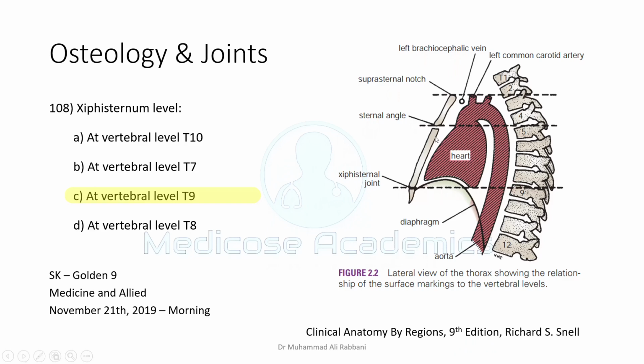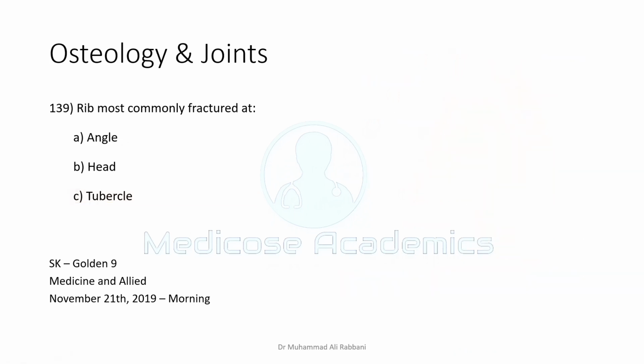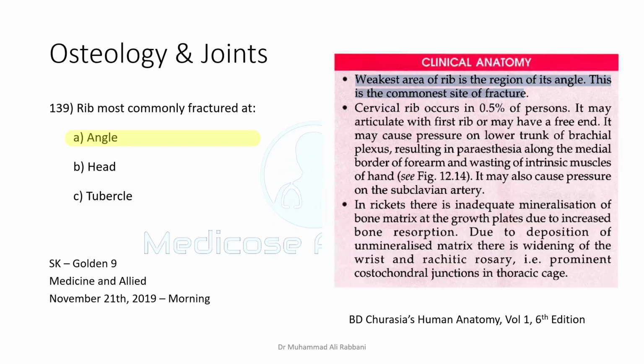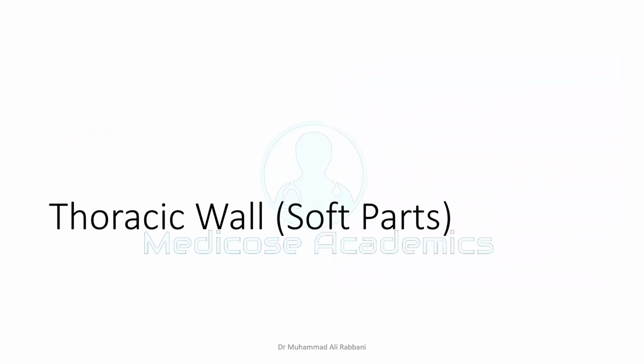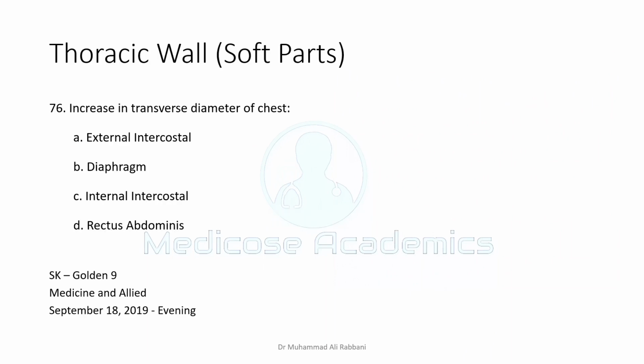And the important thing to remember here is you should remember the structures that are passing through this imaginary line that is passing between the angle of Louis and the intervertebral disc between T4 and T5. Ribs are most commonly fractured at the angle of the rib. Reference from BD Chaurasia. Let's discuss the thoracic wall soft parts.